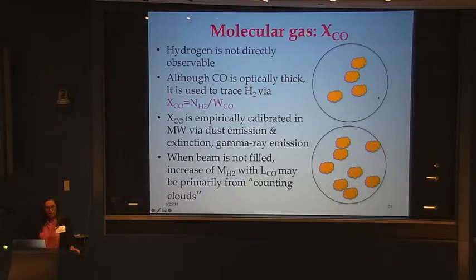If the beam is not filled, as is often the case if you have a big beam, what you're really doing when you measure the total emission is integrating over several clouds. So in that situation, the total CO luminosity is increasing with the mass of material, basically because you're looking at more clouds, and people talk about that as cloud counting when the beam is not filled, which is often the case. The beam isn't filled if the line temperature is significantly lower than the temperature that you believe the gas will be at. If that's much lower, then the beam is not filled.